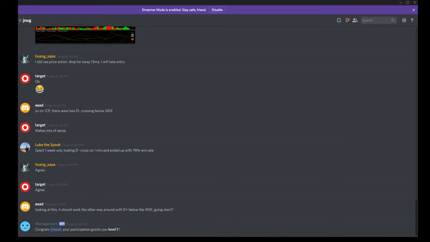Yeah, it should work. It works the other way around. Absolutely. So that's the other thing you can look at: when the D plus crosses below the ADX and the stock was doing the opposite. It was running, right? You had price action run. D plus crosses below the ADX. That's telling you, okay, the bulls are getting weak, right? The uptrend is getting weak. People are taking their profits. Let's go short. Short the next price spike. Same strategy, just the other way around.